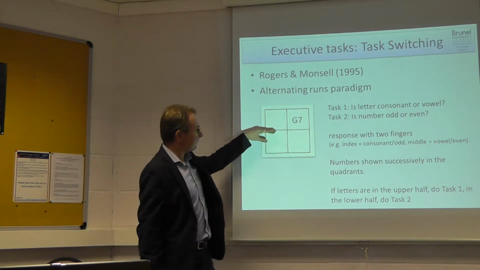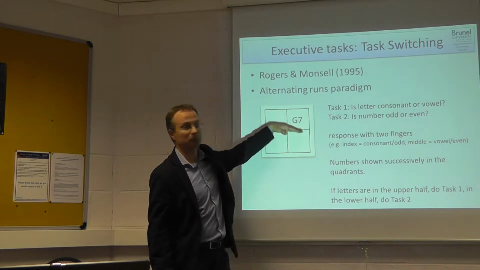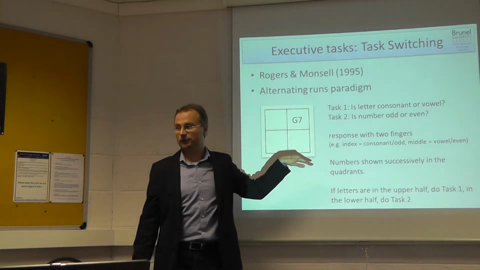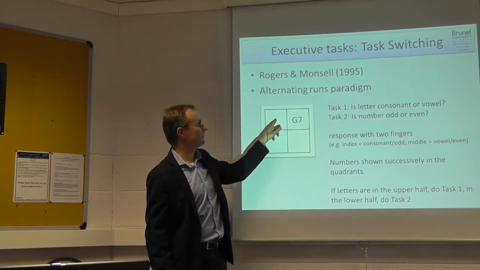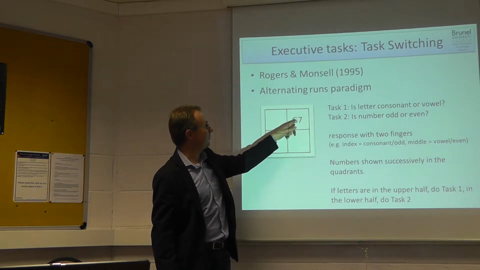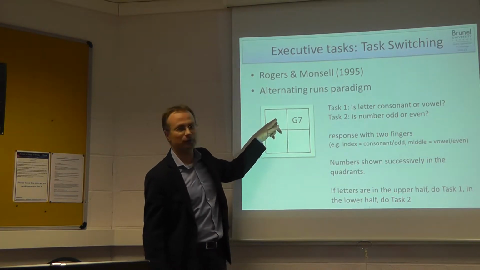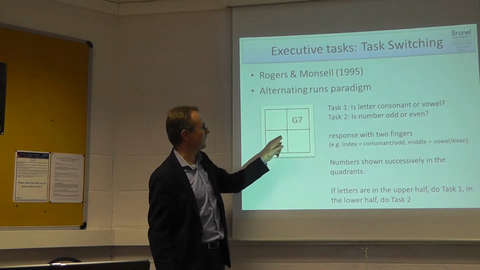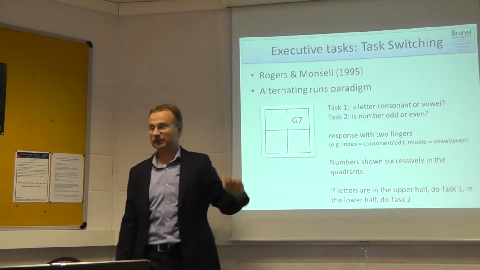And if the stimulus is shown above the midline, you have to do one task. If it's shown below the midline, you have to do the other task. And then the stimuli just wander from quadrant to quadrant. So here it is, let's say, consonant or vowel, here odd or even, odd or even, consonant or vowel, consonant or vowel. So what you have basically is a task switch, task repetition, task switch, task repetition, task switch, task repetition.